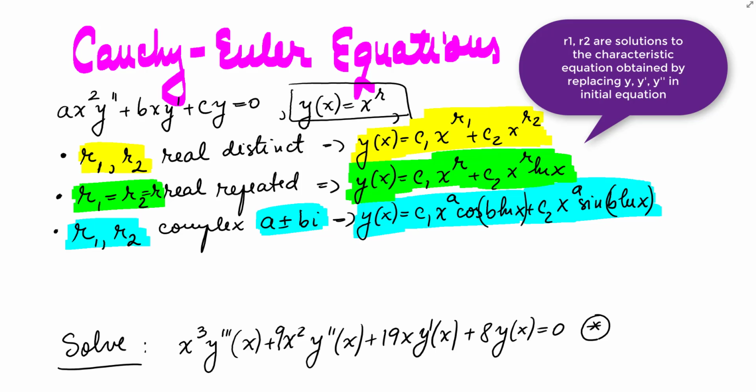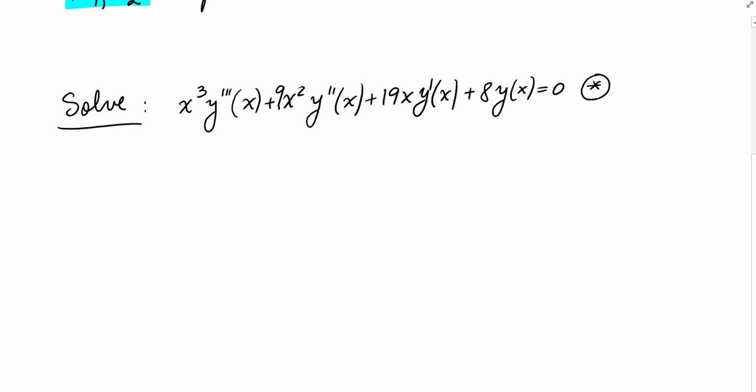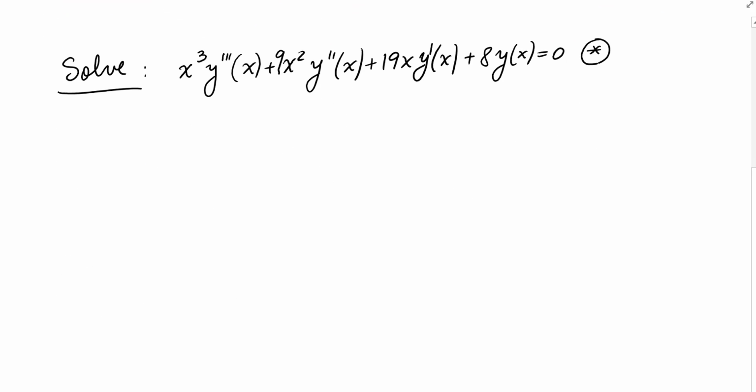Why do we have this r1 and r2? Because once we replace y of x and its derivatives into this equation, we are going to obtain a second order or second degree characteristic equation. If we have higher derivatives, we'll get higher degrees of the characteristic equation. So let's take a look at the problem below.